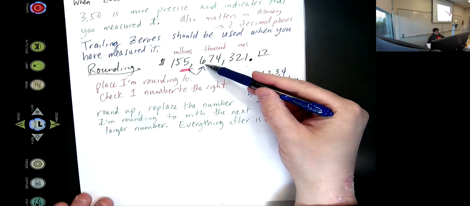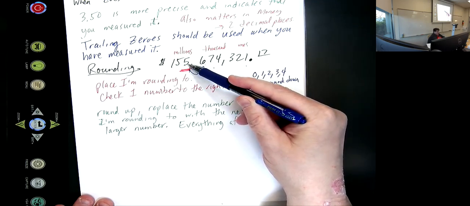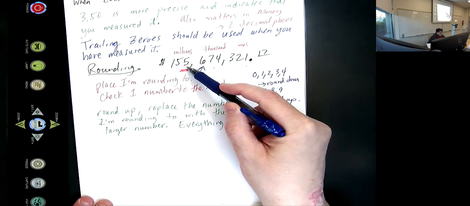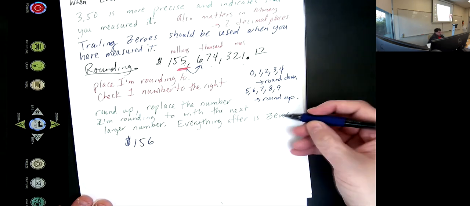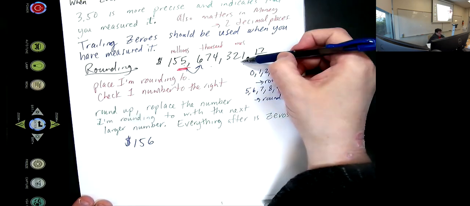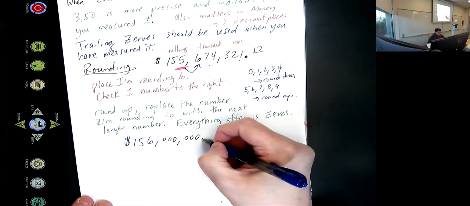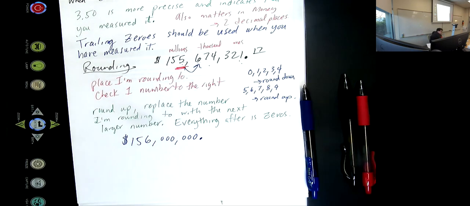So this 6 tells me to round up. I'm going to replace that 5 with the next largest number, which is a 6. Or another way to look at it is I have 155, the next largest number is 156. So I'm going to round that up to 156 million. And then all of these numbers here, I'm going to replace with zeros until I get to the decimal, and I'm not even going to bother to write the change. I'm not going to write 00 cents because it's kind of implied.